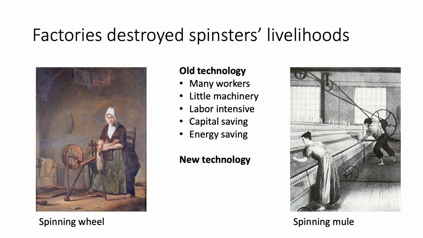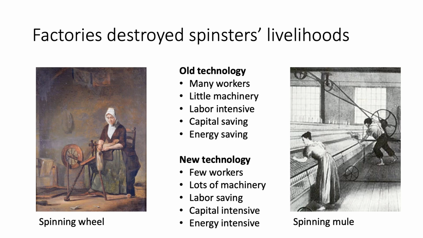Once the spinning mule was invented, we have a new technology that utilizes more machinery and fewer workers. And so now we would have a capital intensive process or a labor saving process. It's more efficient with fewer workers. And so this is one of the things that sort of destroyed different spinsters' livelihoods, because we now have machines to replace these workers.